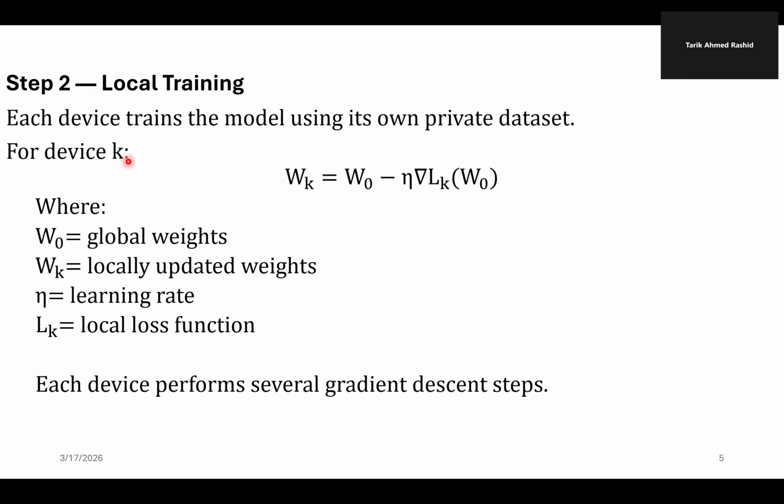For device K, for example machine K, you've got W_K equals W0, the initial weight, minus the learning rate, eta, multiplied by the gradient of the error loss in relation to the weight. So these are the parameters: global weights, local update weights, learning rate, and local loss functions. That's the error in each device. Each device performs several gradient descent steps.